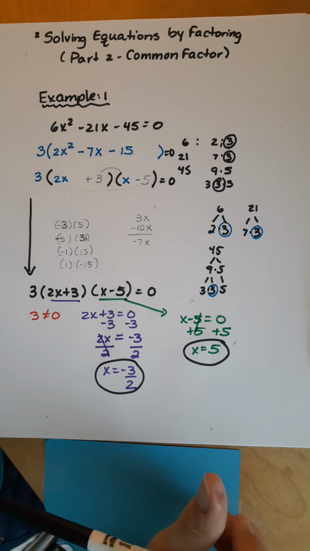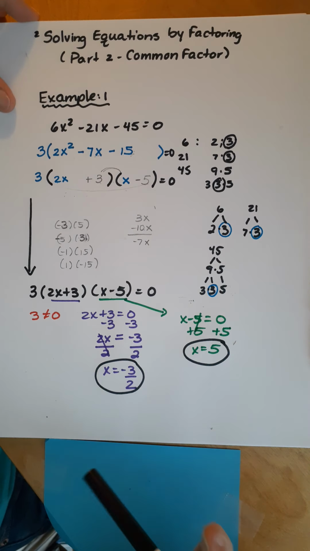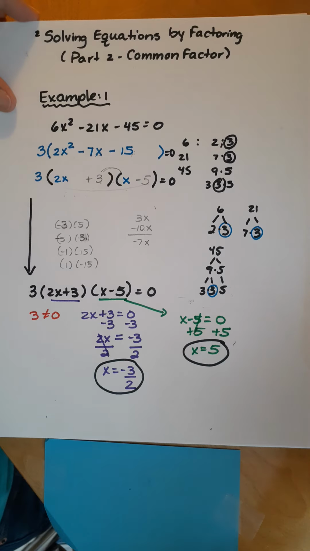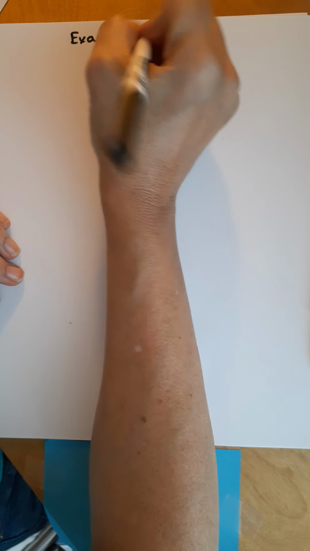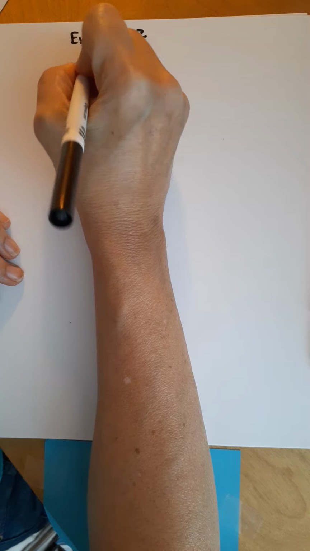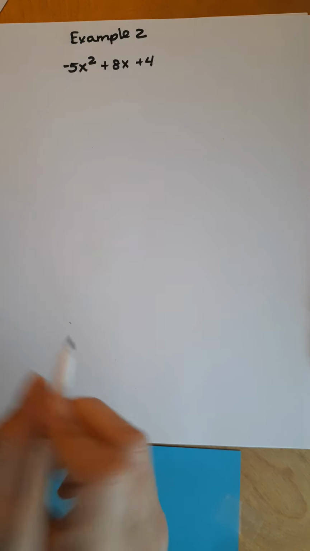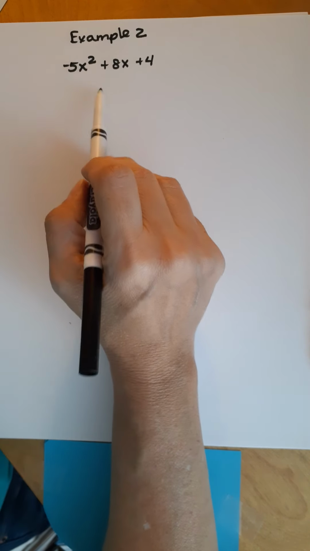Now, it's really important. I'm going to give another example here of one that I think is super important. So I'm going to wait a few seconds. Okay, so you can kind of look at it. And we're going to do example number 2. Here we go. Example 2. We have negative 5x squared plus 8x plus 4. All right. Now, this one has a negative 5 in front.